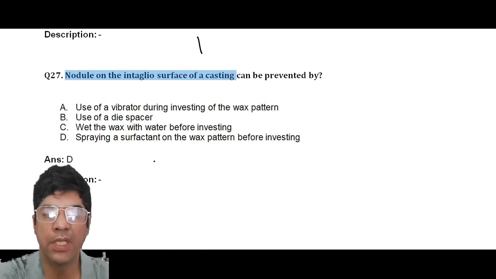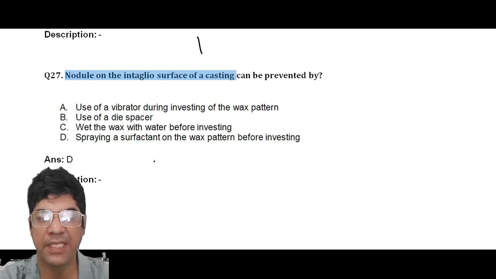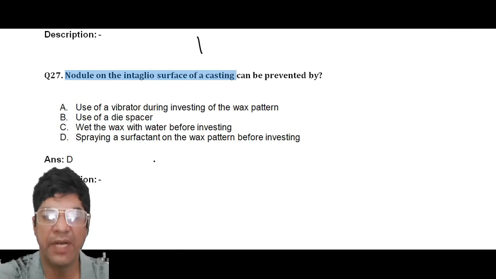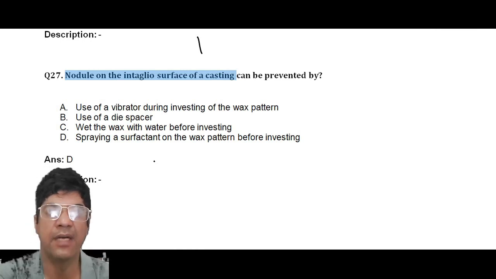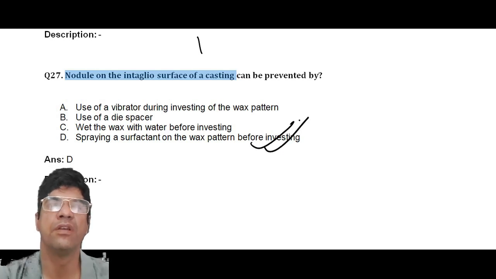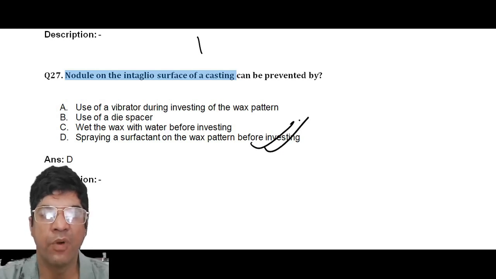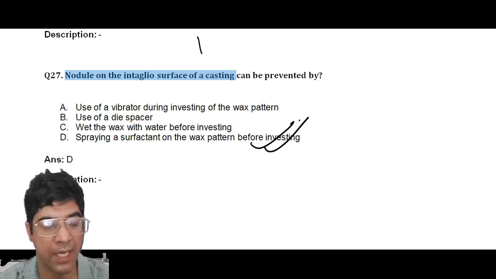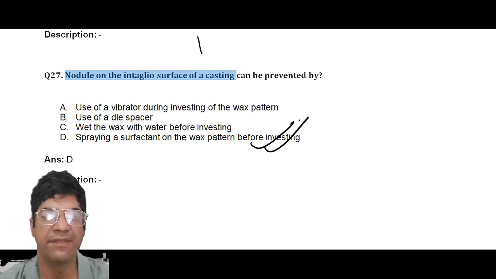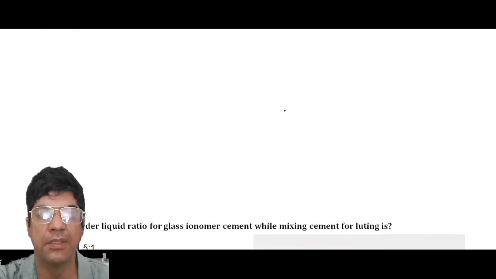The nodules on the intaglio surface of casting can be prevented by? To prevent nodules on the inner surface of casting, it is advisable to spray a surfactant on the wax pattern before investing. This surfactant helps in wetting and spreading the investment material evenly, so that it can reduce the formation of nodules or any other irregularities on the casting surface during the investment procedure.